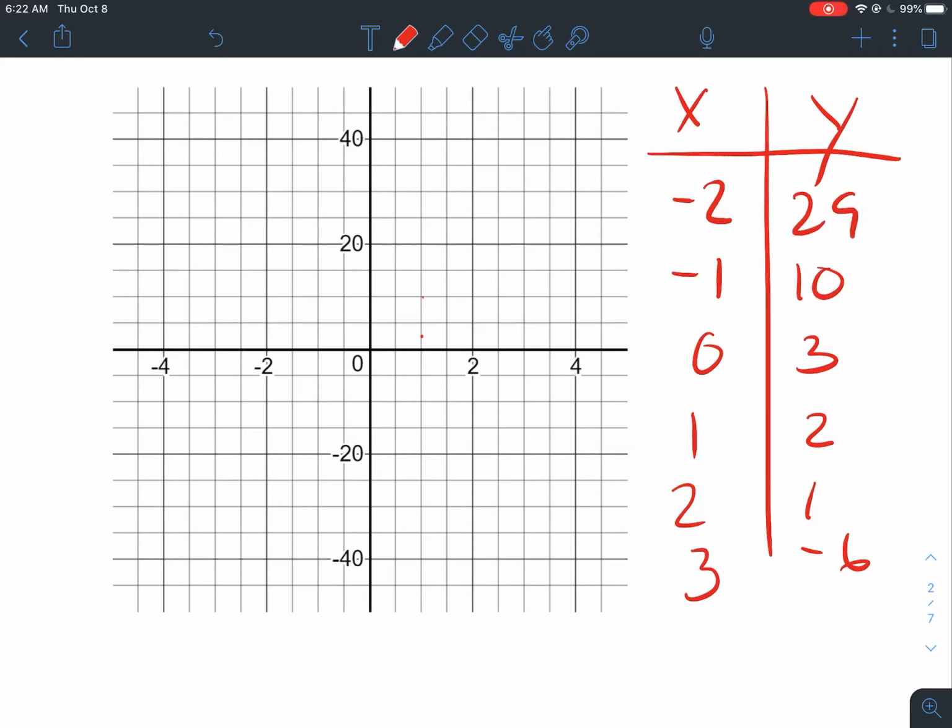Now we've got 0, 3, 1, 2, 2, 1, and 3, -6, and -1, 10, and -2, 29. So you can see that transformation.